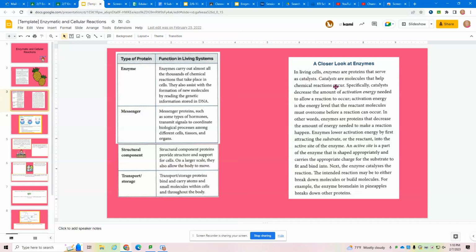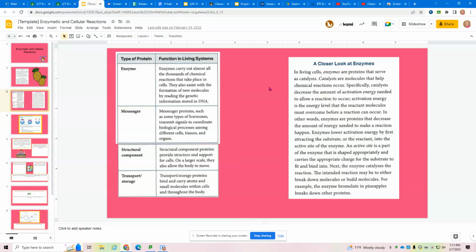So over here, some of our key terminology that we need to be familiar with is catalyst. So a catalyst is going to be something that helps a chemical reaction occur, and it's going to specifically decrease the amount of activation energy needed for that reaction to occur. So, for example, that's like someone who drinks coffee in the morning. That's the energy they need to get their day started.